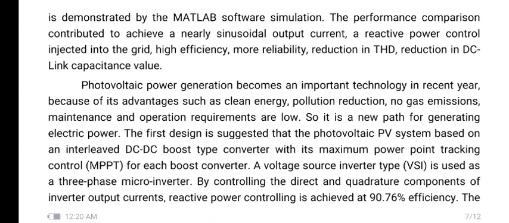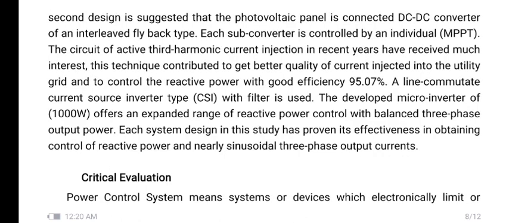The first design suggests that the photovoltaic systems are based on an interleaved DC to DC boost type converter with its maximum power point tracking control, or MPPT, for each boost converter. A voltage source inverter type, or VSI, is used as a three-phase microinverter by controlling the direct and quadrature components of inverter output currents. Reactive power controlling is achieved at 90.76% efficiency. The second design suggests that the photovoltaic panel is connected to a DC converter of an interleaved flyback type.